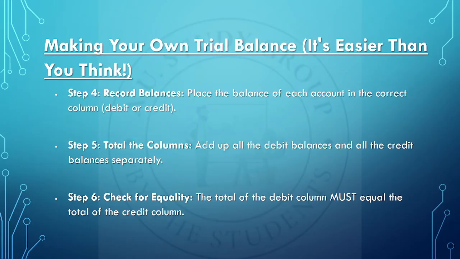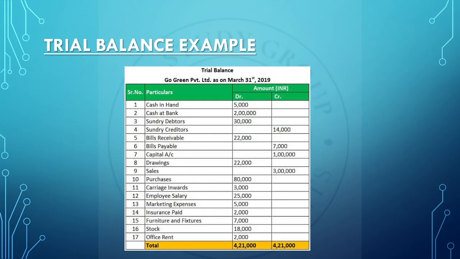Then after that, the fifth step is to total the columns. Now add up all the numbers in your debit column. Here, in the debit column, you total the amounts, 5,000 plus 2 lakh plus 30,000. Add this and write down the total of the debit column. Similarly, do the same for your credit column. You add all your credit column totals, 14,000 plus 7,000 plus 1 lakh plus 3 lakhs, and then you write the total amount.